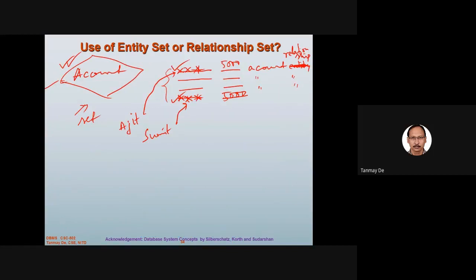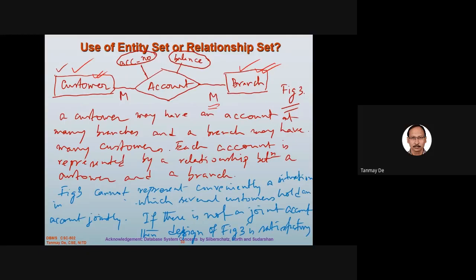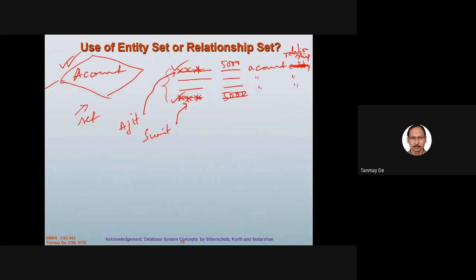Okay. So the solution, how we can tackle this problem? We can tackle this by introducing another relationship, joint account. So we can draw the figure.